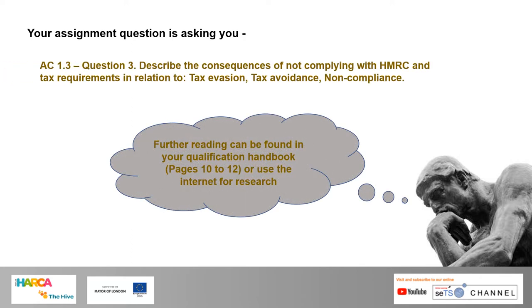Your assignment question 3 is asking you to describe the consequences of not complying with HMRC and tax requirements in relation to tax evasion, tax avoidance, and non-compliance. And you could research cases of tax evasion and the consequences. Further reading can be found in your qualification handbook on pages 10 to 12, or use the internet for further research.